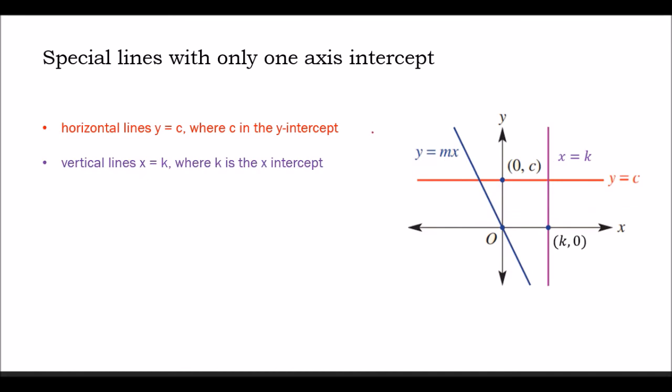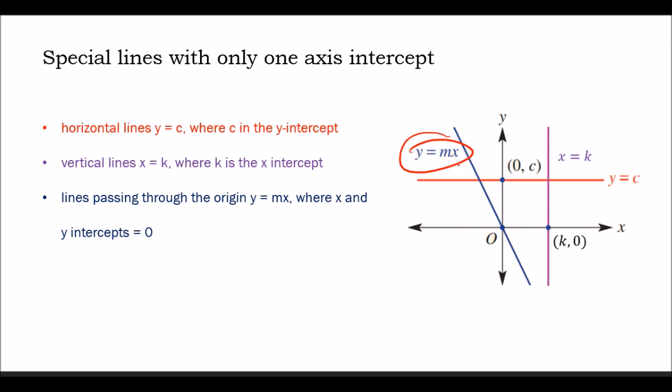You've also got vertical lines, where you've got x equals k. Don't get too scared of the letters. When you see x equals 5, for example, that means it's a vertical line that hits 5 on the x-axis. You also see some lines with no y-intercept, so they just pass through 0. In that case, your formula will be y equals gradient times x, and that's it. It'll always pass through 0.